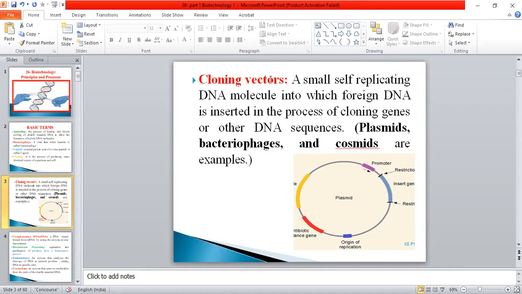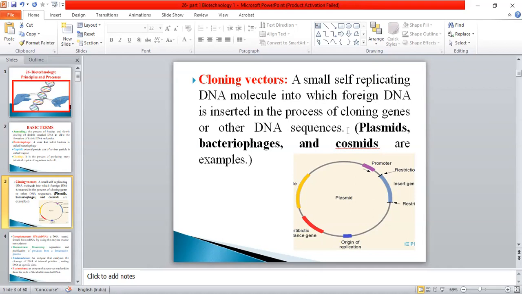Any one host is essential. That host is called the cloning vector. After the cloning process is done, you have to introduce it into the further process with the help of the vector. So what are the vectors used for the cloning process? Plasmids, bacteriophages, and cosmids are examples. See that one? The cloning vector is a small self-replicating DNA molecule into which foreign DNA is inserted. So this is a DNA molecule with the foreign DNA, so sample 1 and sample 2 are inserted in the process of cloning genes or other DNA sequences.